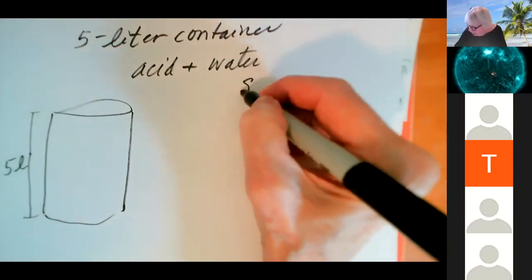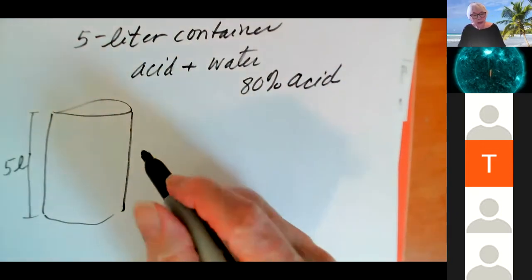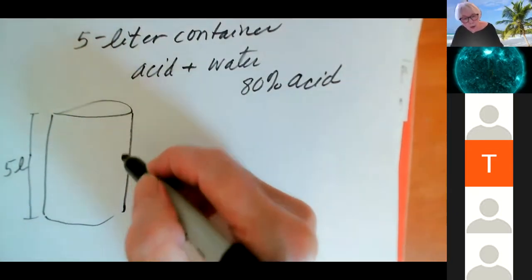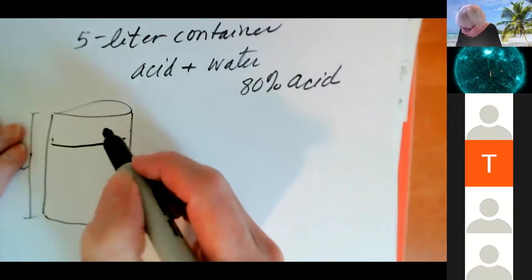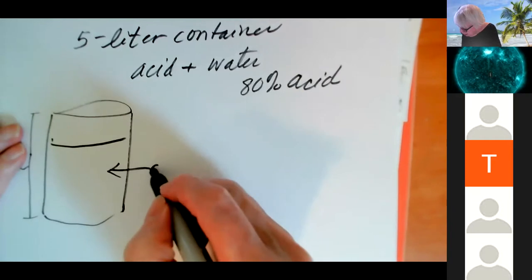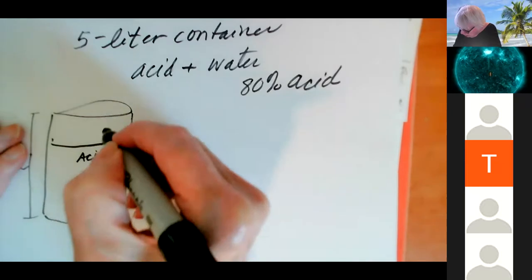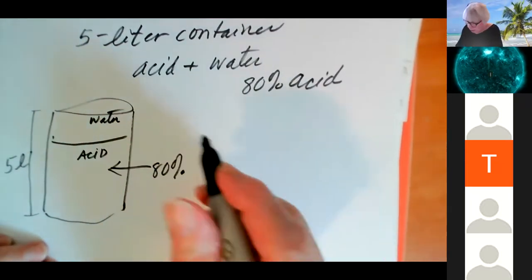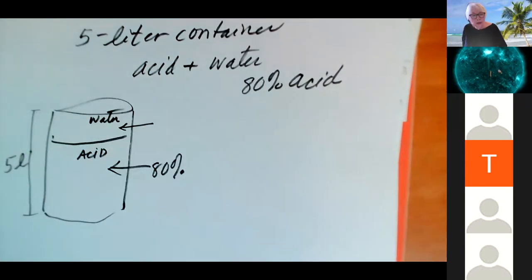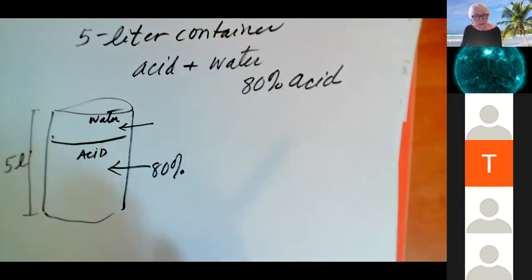And one more fact, so we can do this. It's marked as 80% acid. So this is a container, 5 liters. It's marked as 80% acid. So I'm going to kind of do it like that. This will be the 80%. This will be the acid. This will be the water. Okay. So if somebody asked how much water, you would have to say 20%. But they may want to know exactly.